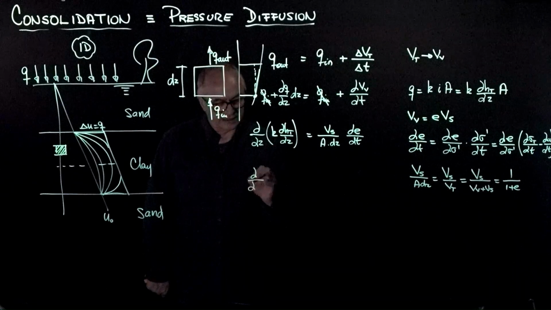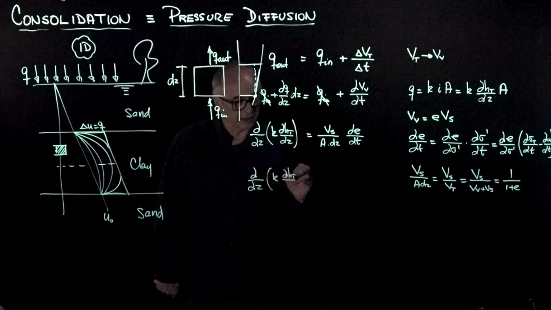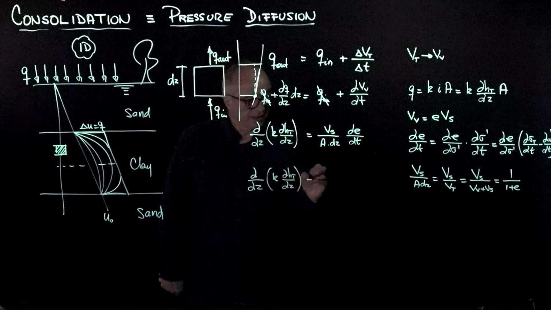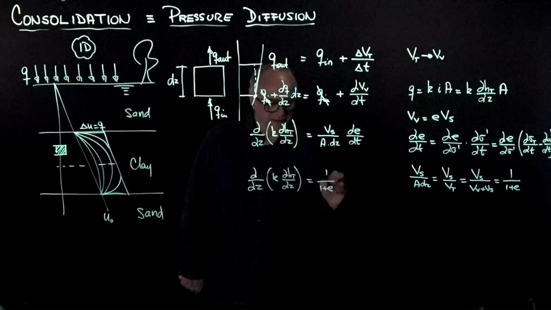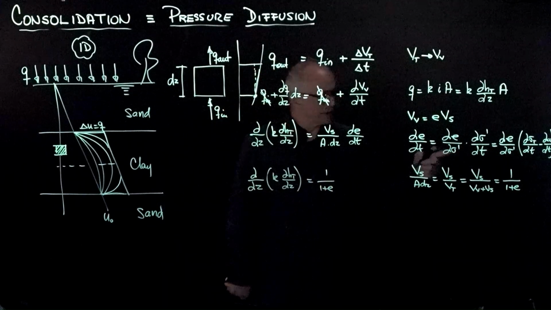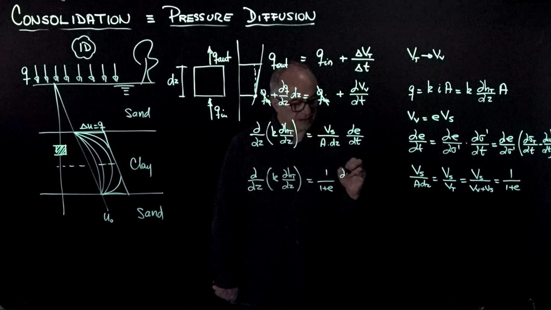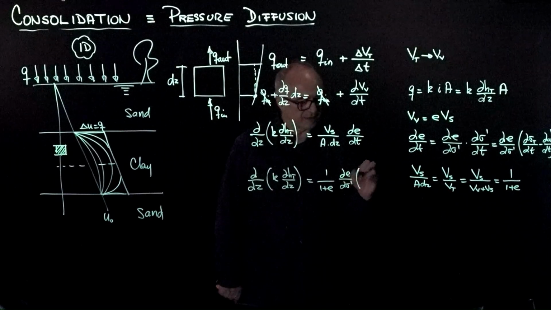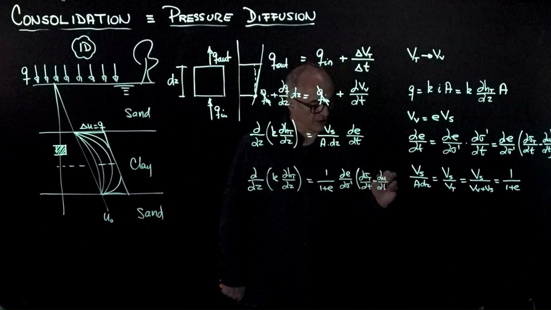The d/dz of K dH total with respect to dz is equal to 1 over 1 plus e times de/dσ' times dσ total with respect to time minus du with respect to time.